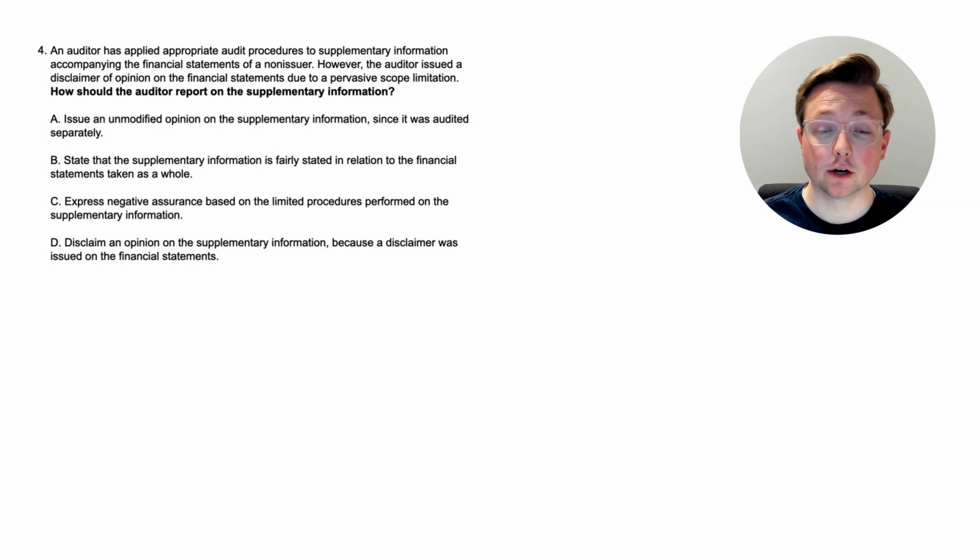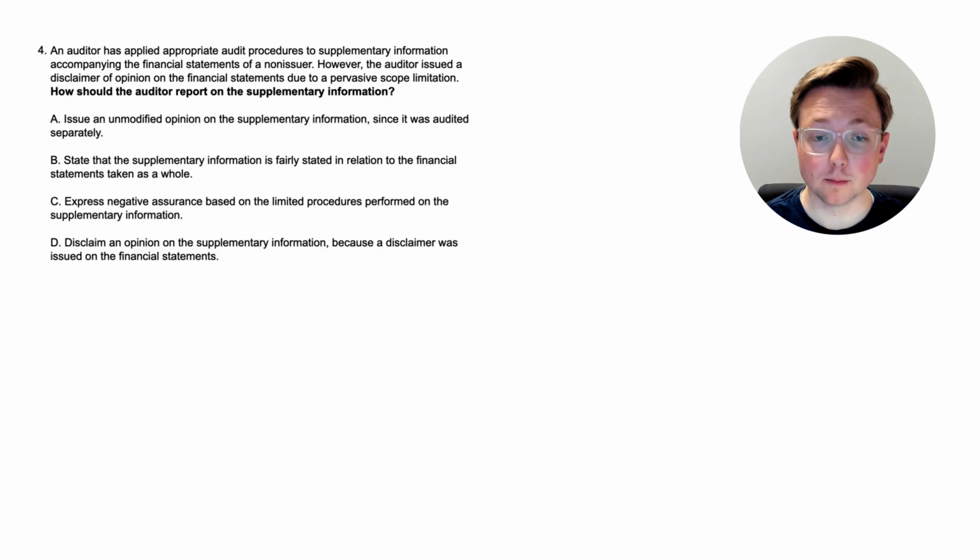Let's go up to the top. An auditor has applied appropriate audit procedures to supplementary information accompanying the financial statements of a non-issuer. However, the auditor issued a disclaimer of opinion on the financial statements due to a pervasive scope limitation. How should the auditor report on the supplementary information? Okay, let's go through this.